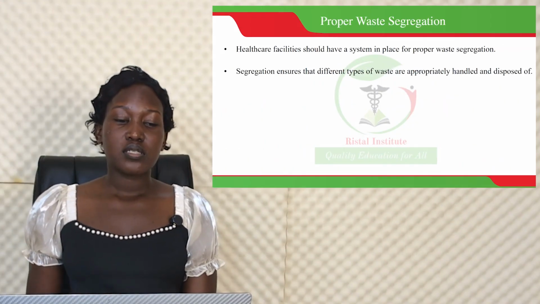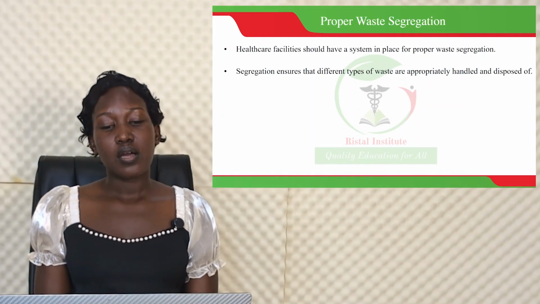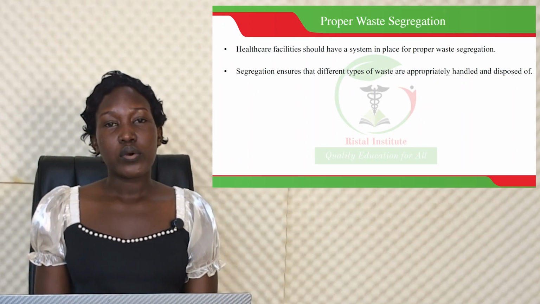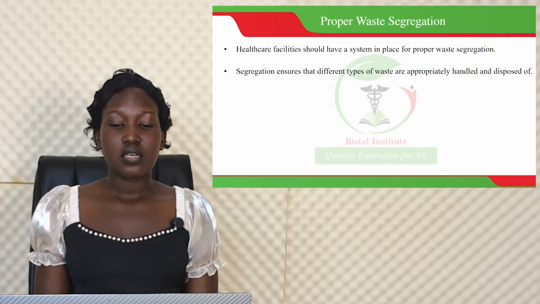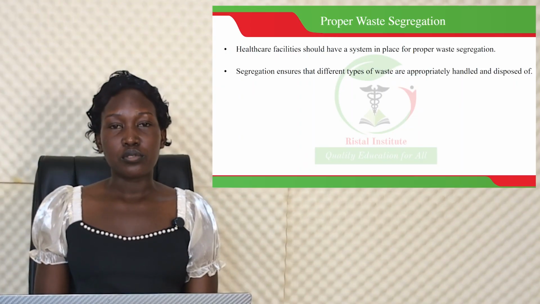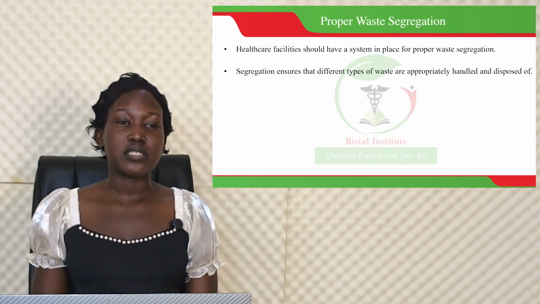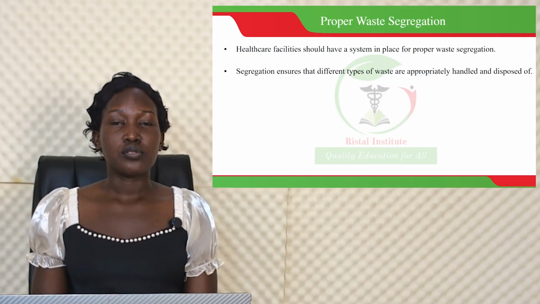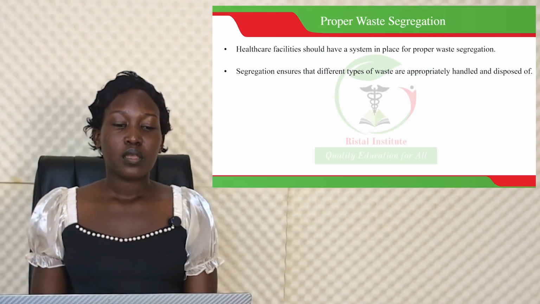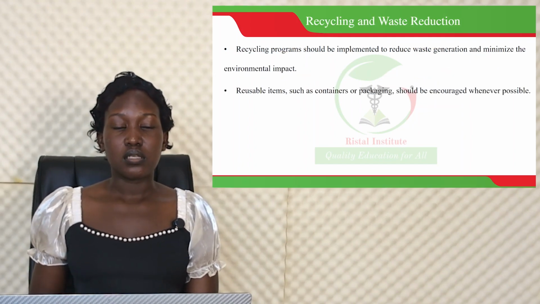So healthcare facilities should have a system in place for proper waste segregation to ensure that the different types of wastes are appropriately handled and disposed of. So you cannot, for example, be a midwife who wants to start a maternity home, but you do not have a placenta pit. Where will you dispose of those placentas? So it's important that these things are handled in a better way.